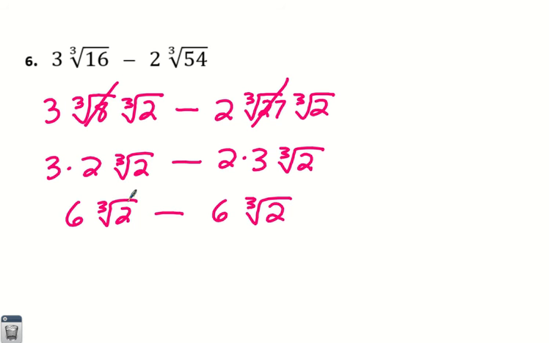And because it's the same exact root, third root of 2, third root of 2, we can treat these as like terms. So 6 third roots of 2 minus 6 third roots of 2, that's 0 third roots of 2, which is really just 0. Interesting answer. But you can treat it just like you could treat 6x minus 6x and have them be like terms.